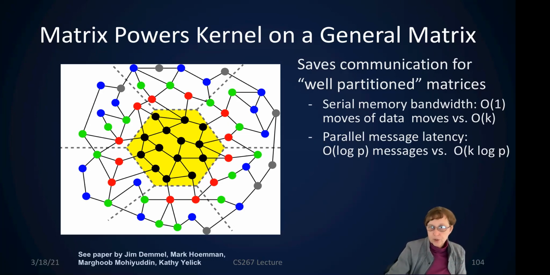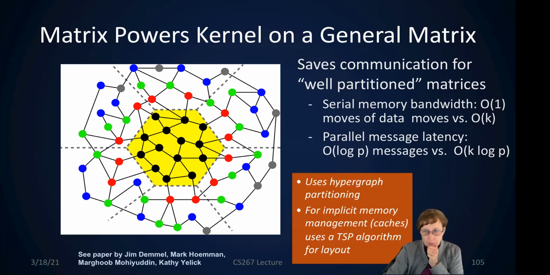And so we can change our memory bandwidth to O of 1 rather than O of k. And we can change our message latency from k log p to log p by using this kind of trick. But there's a whole bunch of stuff behind this, and this is a paper by Marghoob Mohiyuddin, Mark Hoemmen, Jim, and me from a number of years ago, looking at how to optimize this kind of algorithm. They used hypergraph partitioning in order to get this sort of partitioning of the matrix.